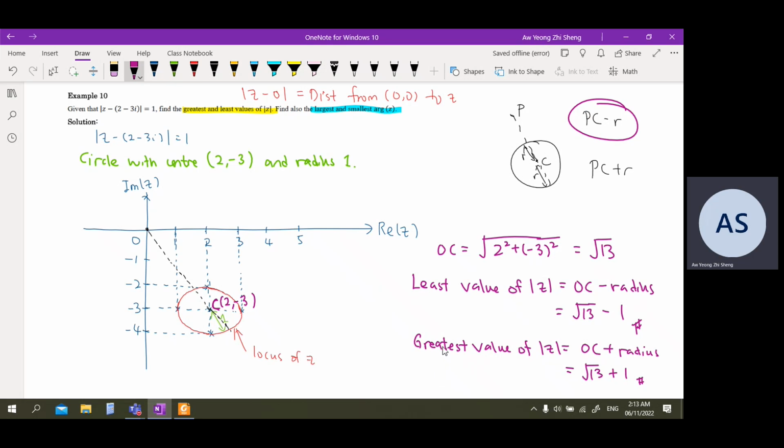Okay, then next, smallest and largest argument Z. Let me just erase this 2 minus 3 here because I will need this diagram. I will draw 2 tangent lines later.